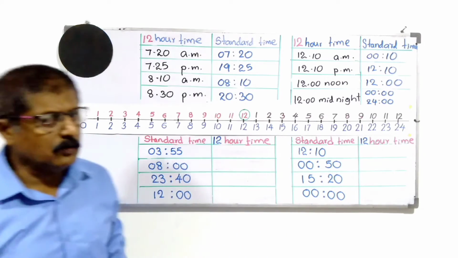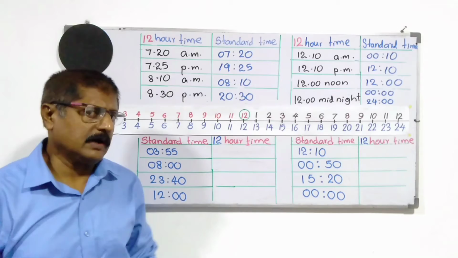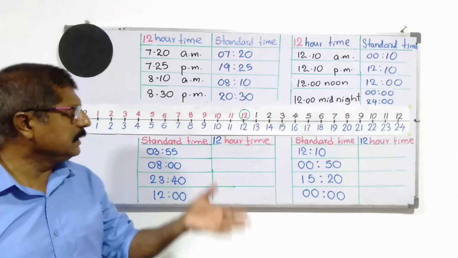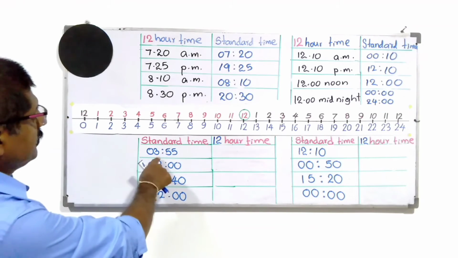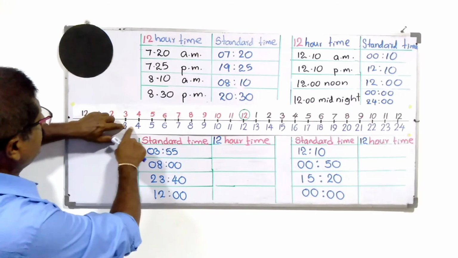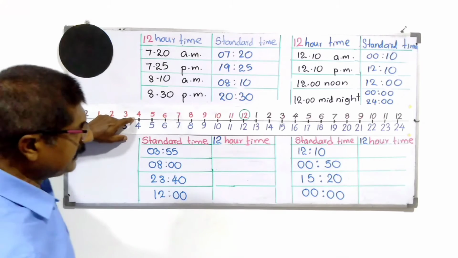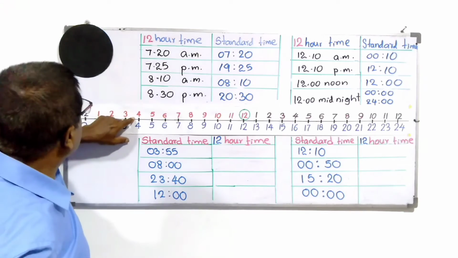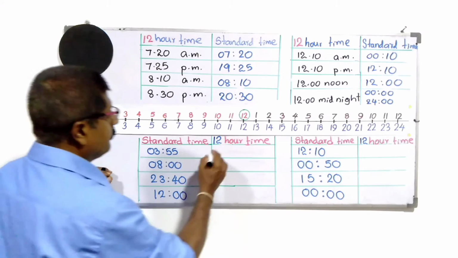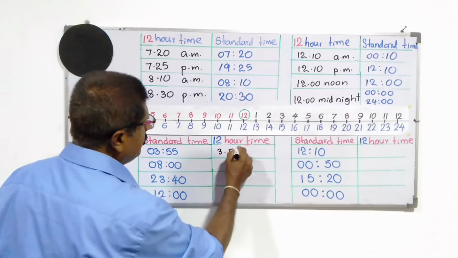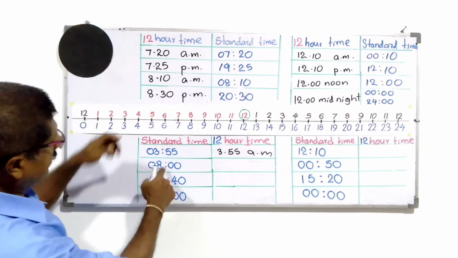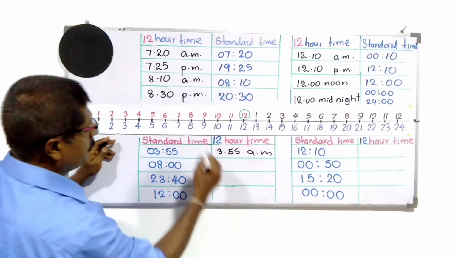Alright. Now we are going to step into the next one. Now we are going to convert time from standard time, or 24-hour format, to 12-hour format. Now see, 3:55 in the standard time. So what is it in 12-hour format? That is 3:55, but that belongs to the AM. 3:55 AM. Then 8. That belongs to AM.